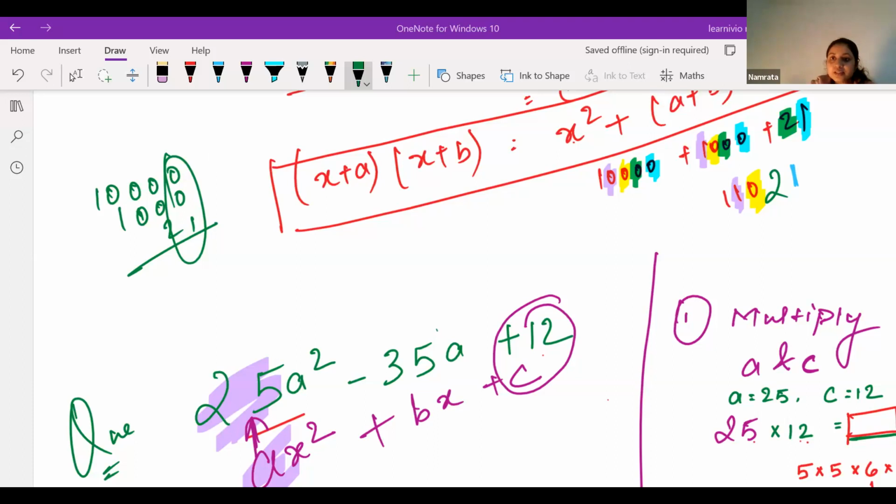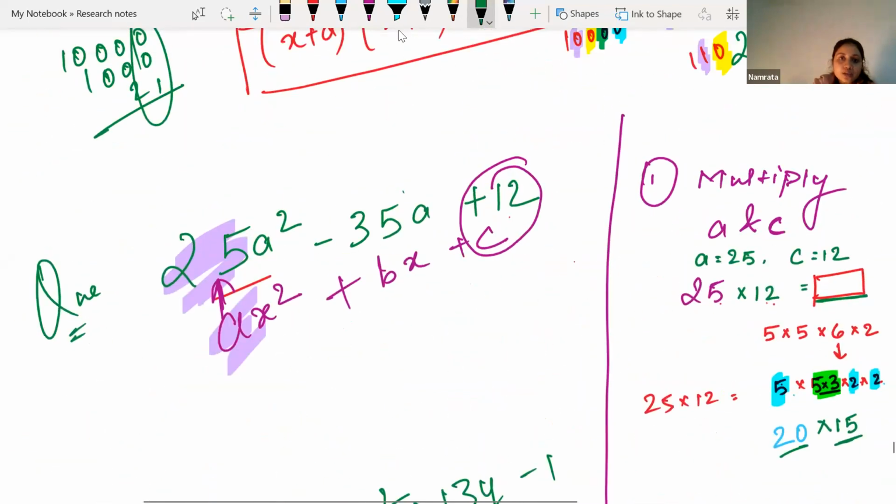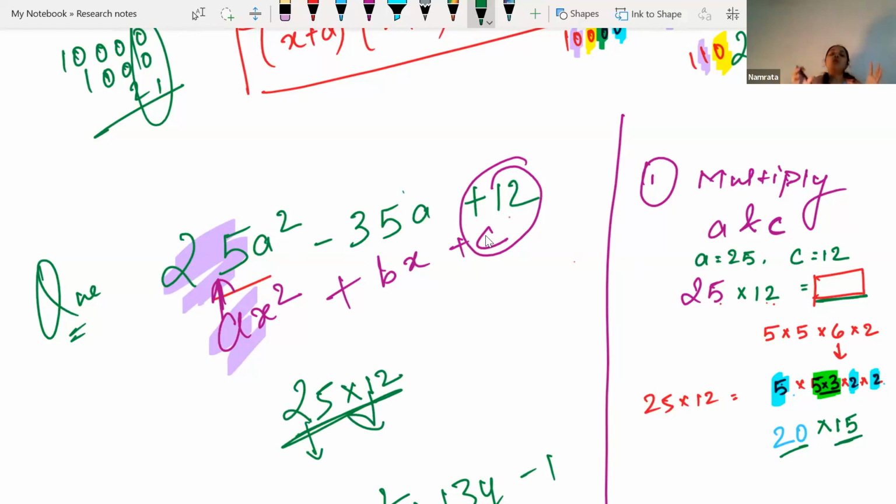So let's continue the same with the previous question. Here what I said to you, first multiply A with C. So 25 into 12. If you multiply, you will get a bigger number. And then again you have to factorize it into two factors in such a way that after adding or subtracting both the factors, we will end up getting 35. So what I will suggest you, please don't multiply 25 and 12. From here only try to break 25, try to break 12, and then with the broken form, try to make such a combination which after adding or subtracting, we will end up getting 35.